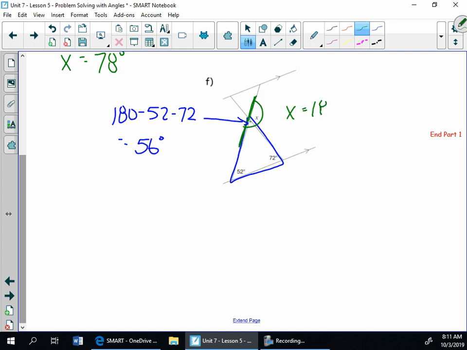So we get x. X has to be on the straight line. 180 take away 56. 124. I think that's right.